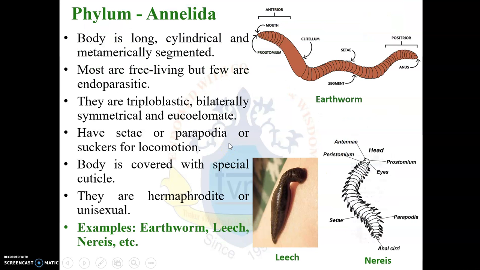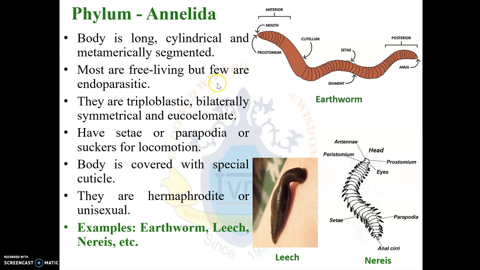Next is phylum Annelida. The body of these animals is long, cylindrical and metamerically segmented. Metamerically segmented means their body is divided into small similar units. As shown over here in this picture, there are small similar units which are called segments. So their body is divided into various segments as well as they are long and cylindrical.